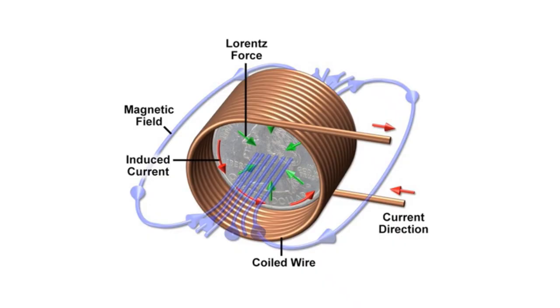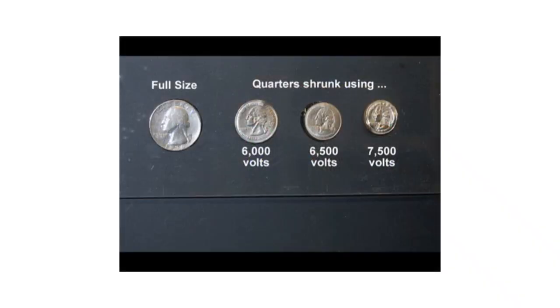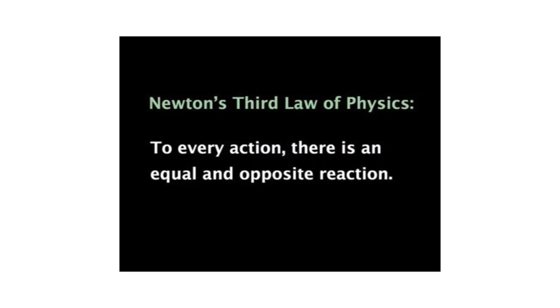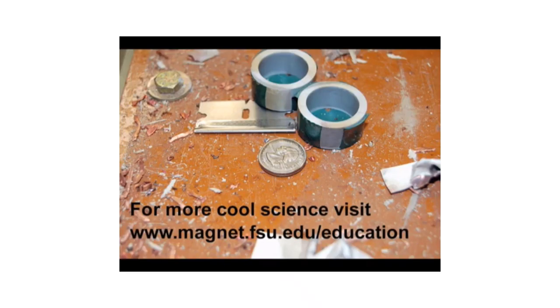The stronger the current you put into the coil and the more quickly you put it in, the stronger and quicker the magnetic field, the greater the Lorentz forces, and the more the quarter will shrink. From Isaac Newton we learned that to every action there is an equal and opposite reaction. In this case, the reaction to the powerful Lorentz forces pushing inward is the coil exploding violently outward. If you don't get a bang out of science from this demonstration, you won't get it from anything.